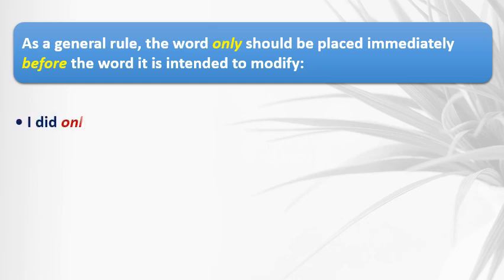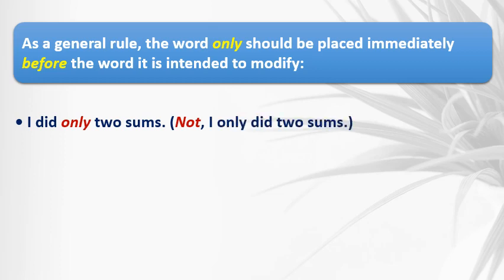To clarify it, let's see some examples. I did only 2 sums. So here the word only is an adverb and it is qualifying two sums. That is why it is placed just before it. And here the meaning of only is not, means I only did two sums. Same with other examples also.